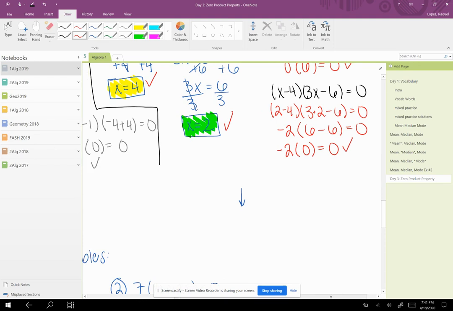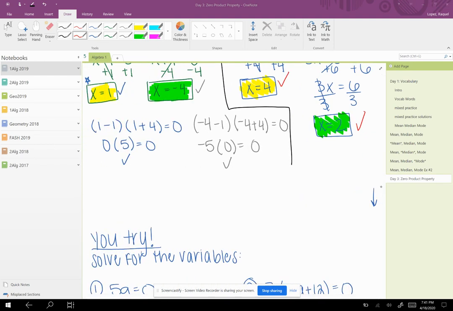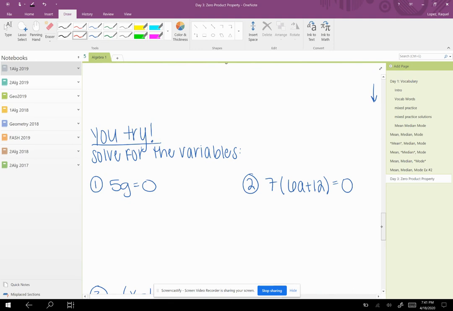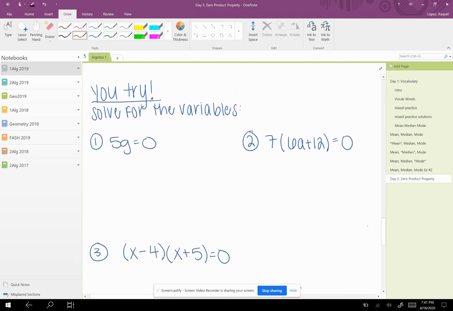All right, so now that we've gone over some examples together, it's your turn. I want you guys to solve for the variables in 1, 2, and 3. Hit pause on this video, solve for G, solve for A, and then find me the 2 different possibilities that X could be in number 3.